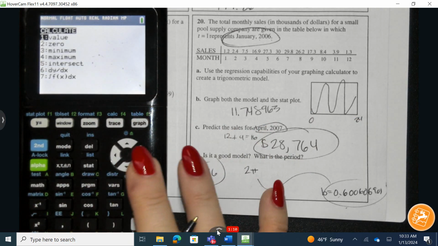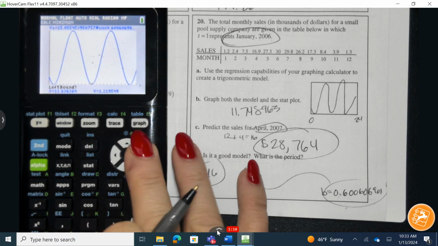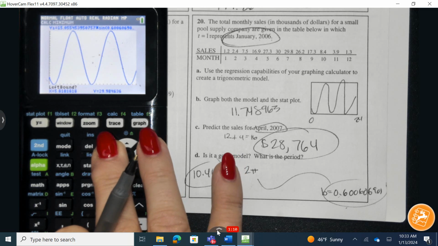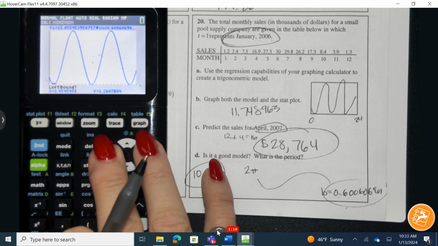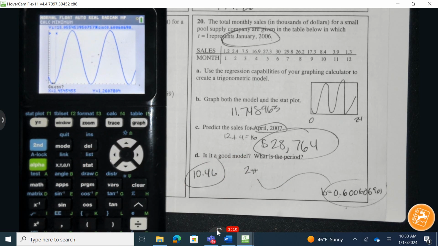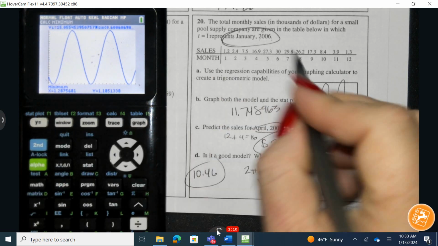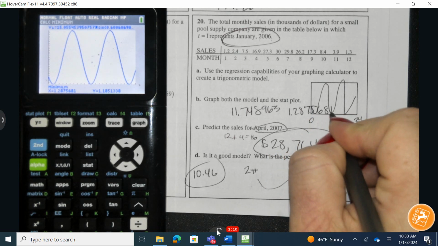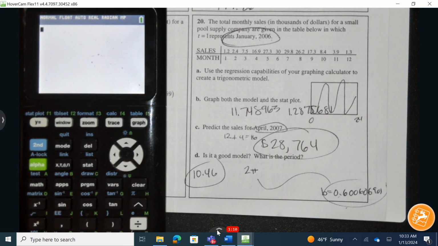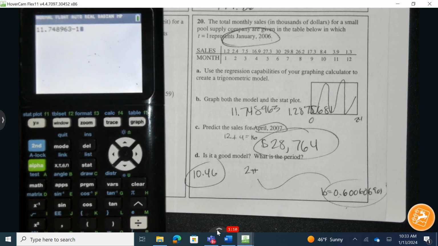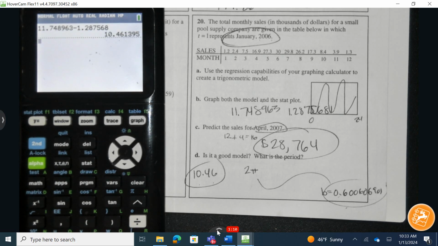Okay, let's try the next one. Second Trace, minimum. Let's find the next one. Whether I go to the left or right, it doesn't matter. Let's go back here to the left. Slightly to the left, slightly to the right, back to that spot, and I have an output of 1.2875681. Okay, let's subtract those. That's the distance between them: 11.748963 subtract 1.287568, and we get the exact same answer.